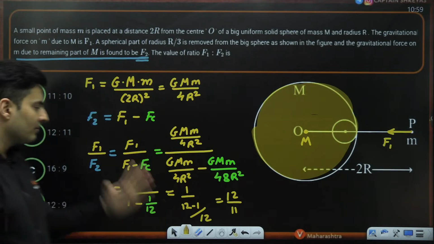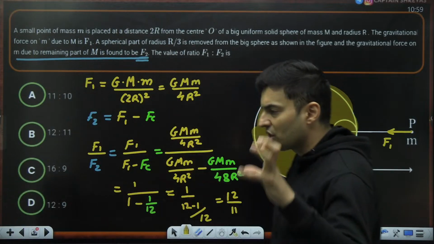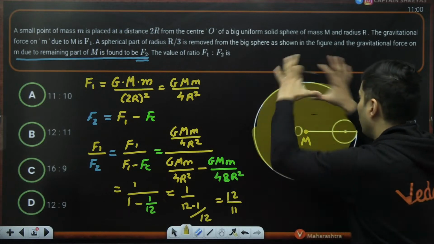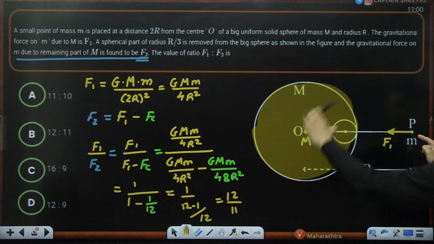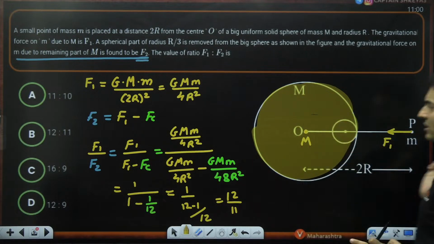Isn't it amazing? The manner in which you have to solve this question is based on the concept of the superposition principle. So first we found out the force due to the entire body, assuming the mass at the center, which was very simple, GMm by the total distance square.